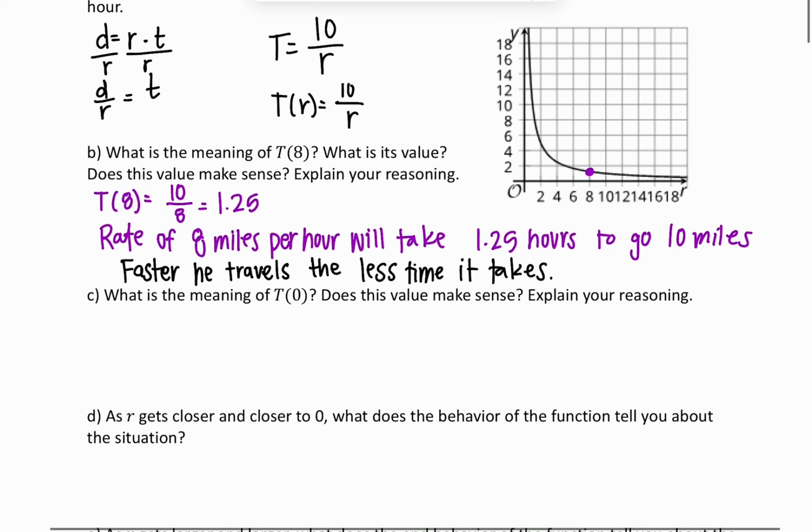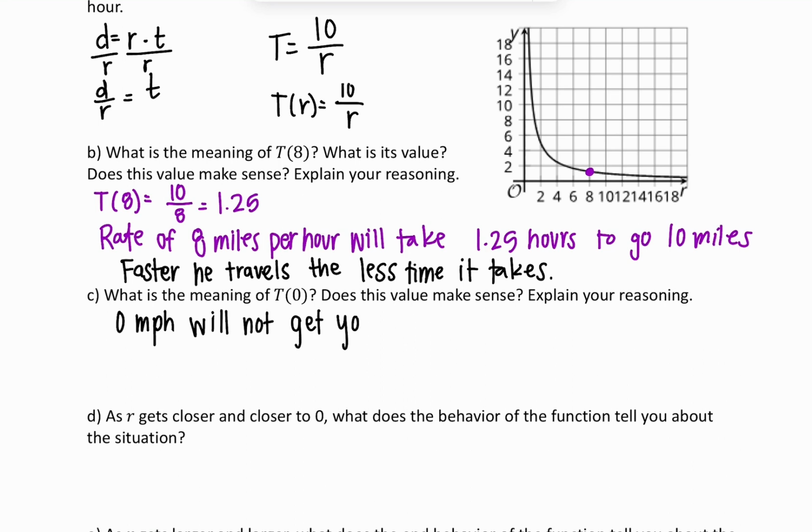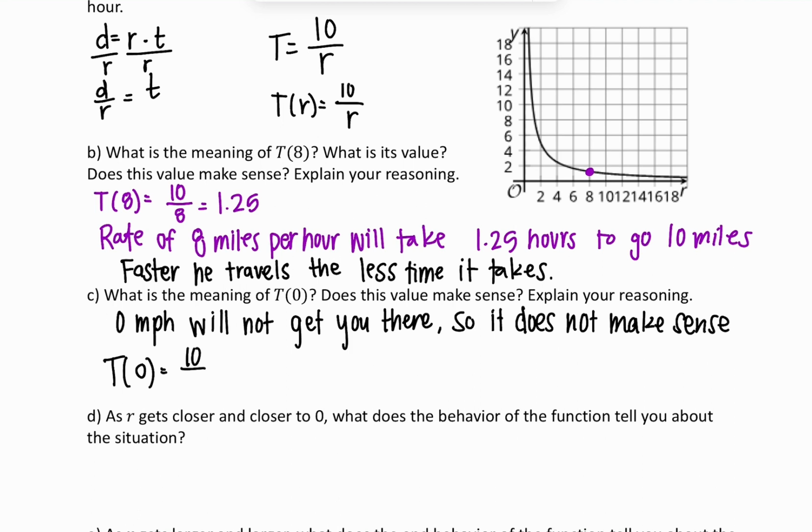Okay, so t of 0 is not on the graph because that's where the vertical asymptote is. That means that going 0 miles per hour will not get Kieran there. So it does not make sense. T of 0 is 10 divided by 0, which is undefined.